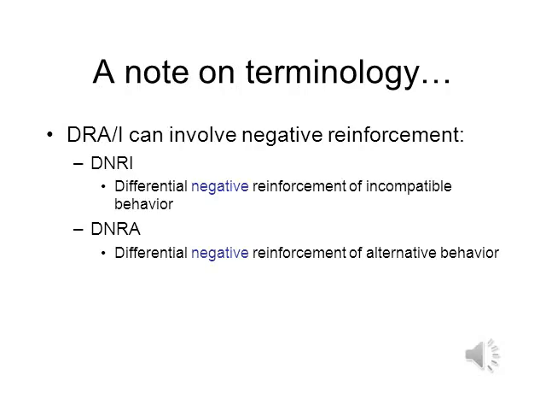Just to also note that differential reinforcement of alternative behavior can involve negative reinforcement. So we have differential negative reinforcement of incompatible, or differential negative reinforcement of alternative. With functional communication training, I gave the example earlier, we might reinforce asking for a break. That's an alternative behavior, and that, of course, would be reinforced negatively by providing a break, an escape from some activity. So differential reinforcement doesn't just mean differential positive reinforcement.